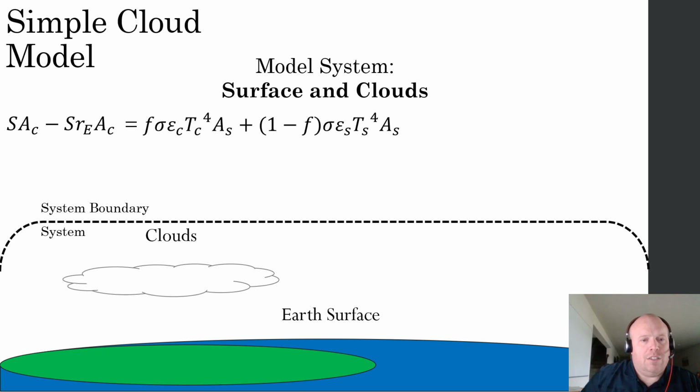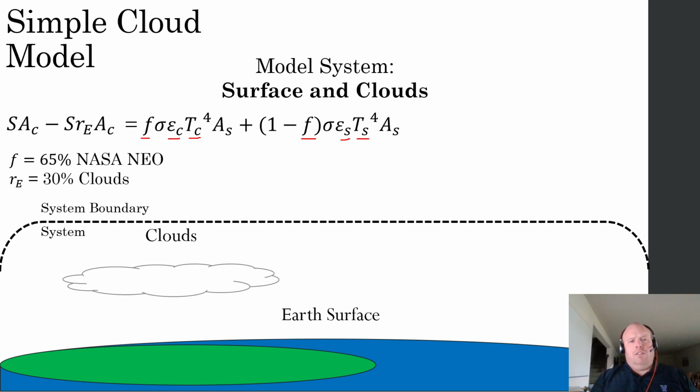You have things such as F, that's the cloud fraction. You have the emissivity of the clouds. You have the temperature of the clouds. Again, you have the surface area of the Earth. This sigma is the Stefan-Boltzmann constant. And then you have 1 minus F, which is the fraction of the Earth where the clouds aren't covering, the emissivity of the surface, and then the temperature of the surface.